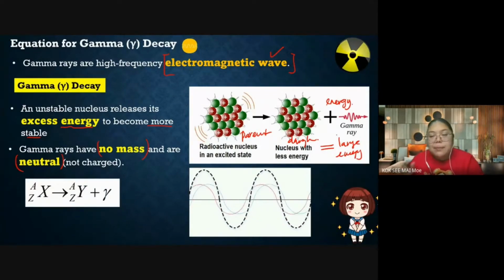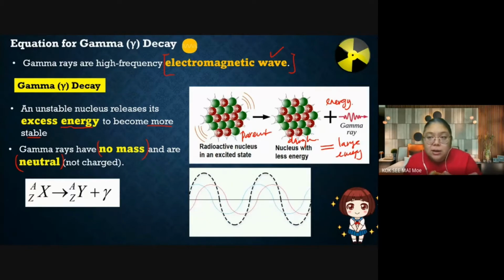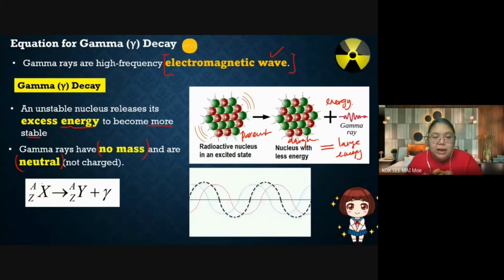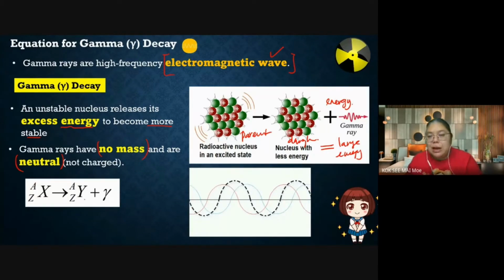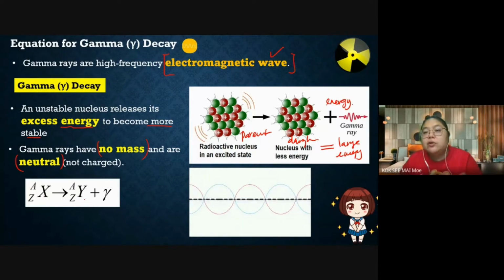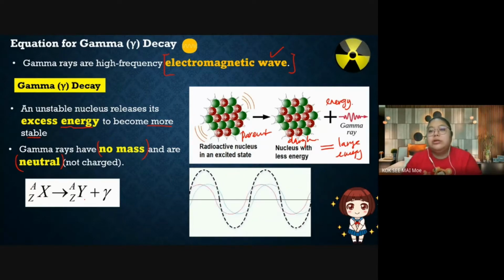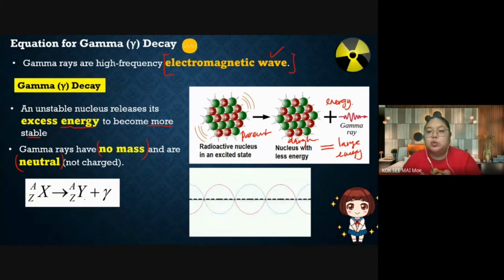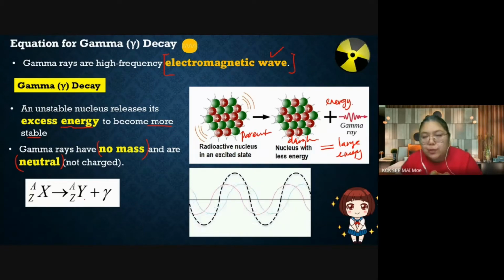If gamma, actually we cannot see anything because you see no changes. A becomes A, Z becomes Z. If they produce gamma, they never ask you what is produced, and we also cannot put a gamma symbol because there are no changes. So for gamma, normally they never ask you what particle they produce.